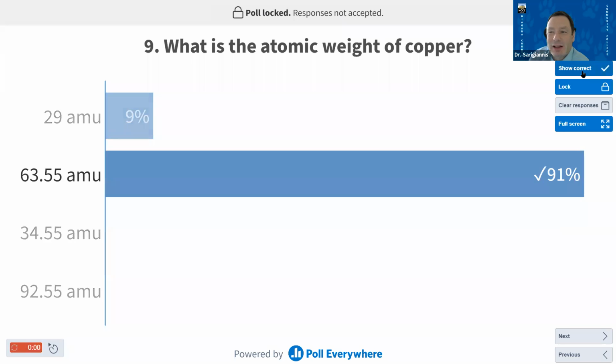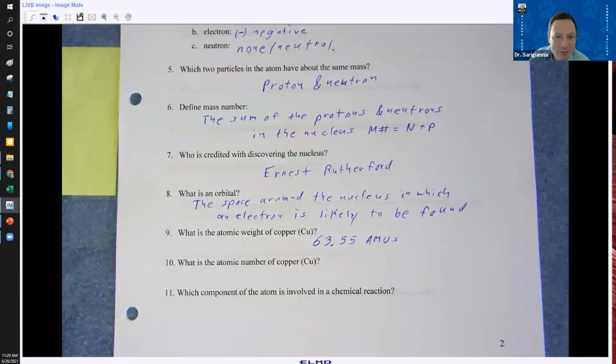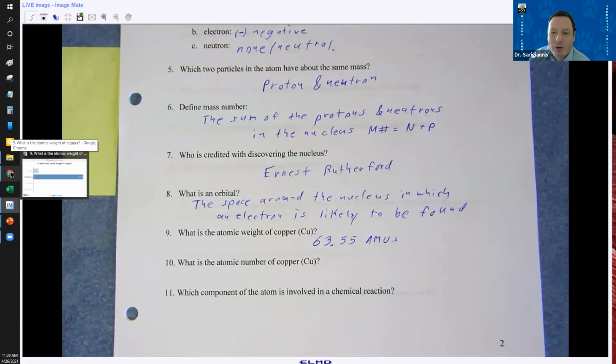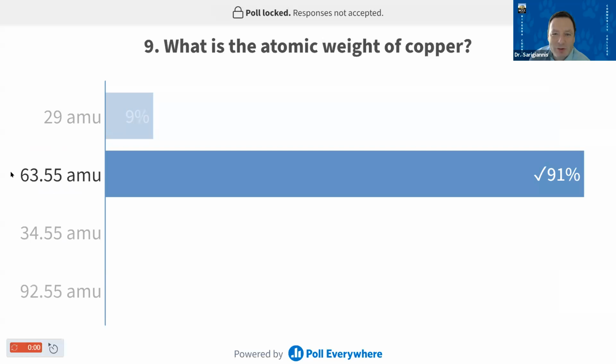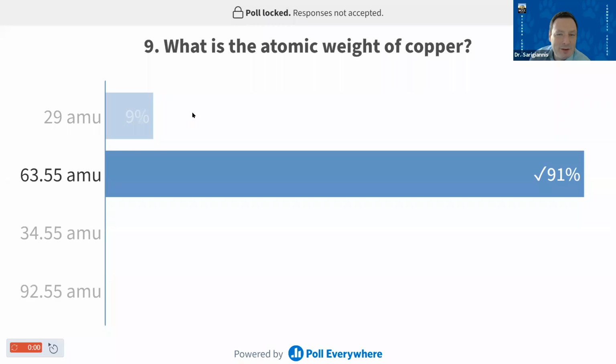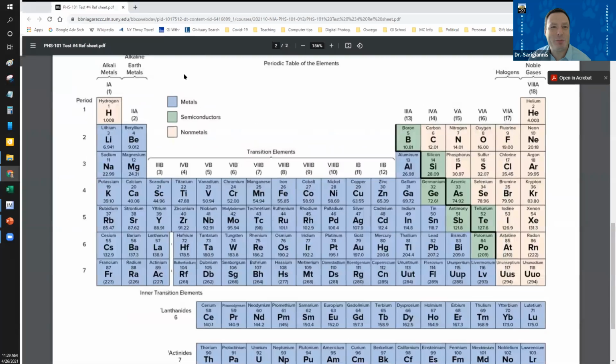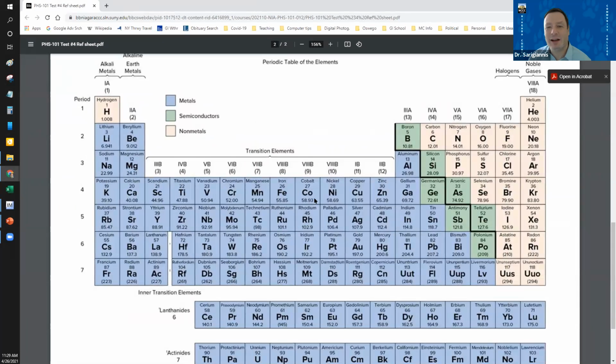63.55 AMUs. That is correct. Let's look at just quickly the periodic table. I wrote down 63.55 AMUs. Oops. Where's my? Oh, no wonder. Hold on. I gotta separate this out, or I'm not gonna be able to flip between them easily. All right, copper.